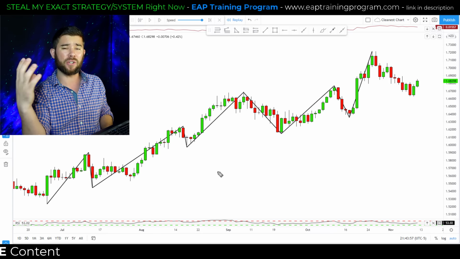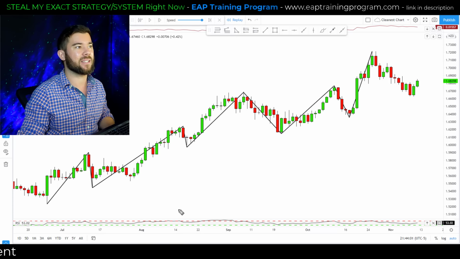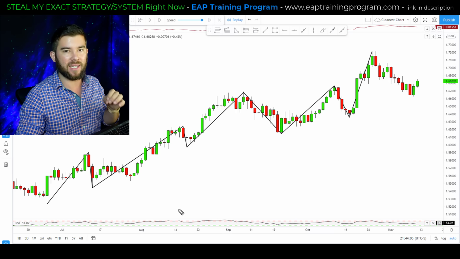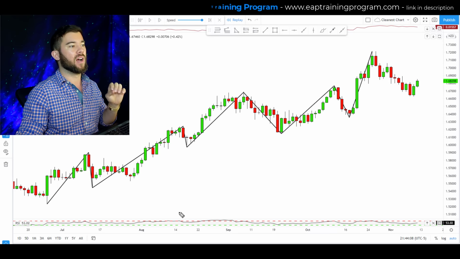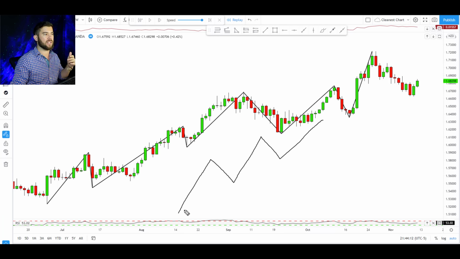But here's the problem with trend identification that I see all the time, and that is just not really understanding or having a set in stone, objective, defined way to identify trend. A lot of traders can easily identify this, right? That's an easy trend to see.